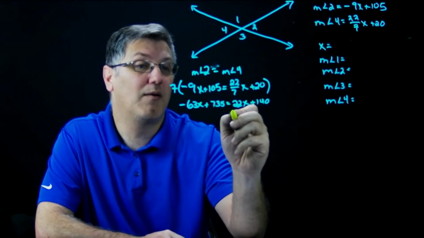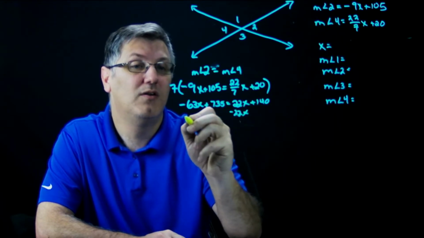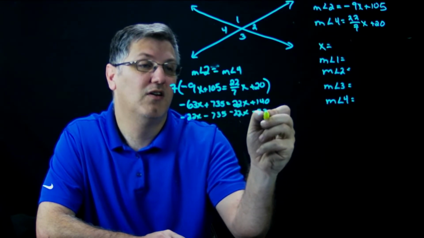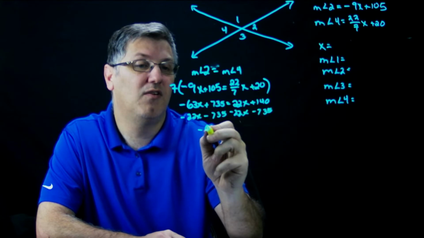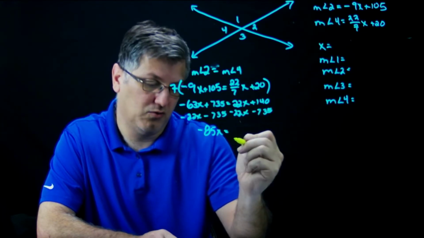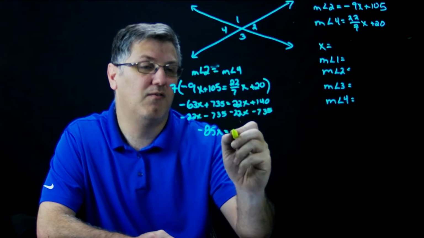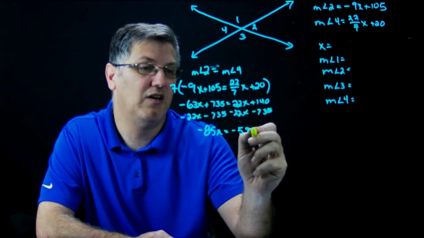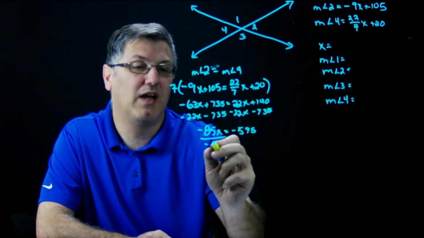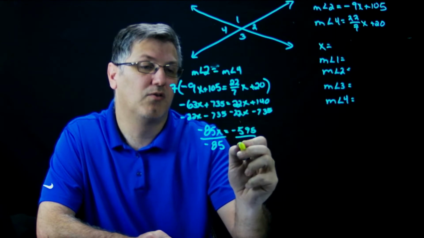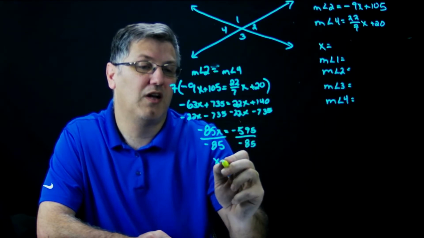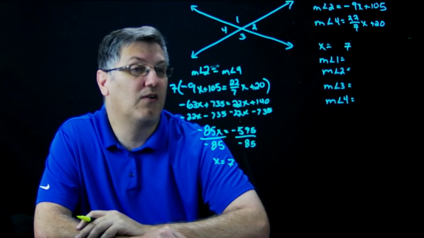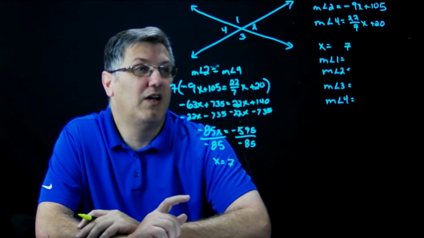So here, I can subtract my 22x from both sides, and I can subtract 735 from both sides. When I do that, I'm going to get a negative 85x equals a negative 595, sorry, 595. From here, I divide both sides by negative 85. And I will get x equals 7. So I know x equals 7 now. All right, so far so good. I've got x solved.